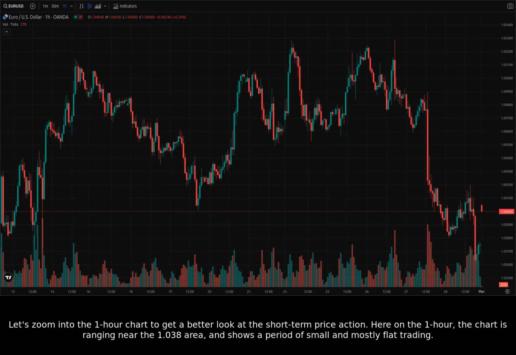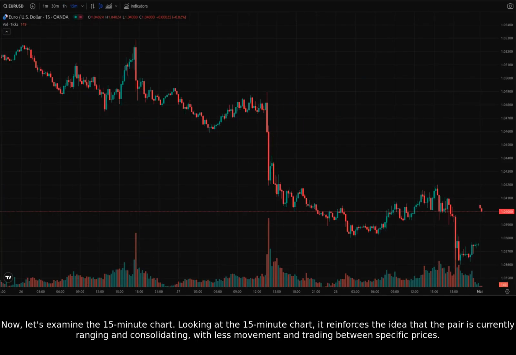Let's zoom into the 1-hour chart to get a better look at the short-term price action. Here on the 1 hour, the chart is ranging near the 1.038 area and shows a period of small and mostly flat trading. Now, let's examine the 15-minute chart. Looking at the 15-minute chart, it reinforces the idea that the pair is currently ranging and consolidating, with less movement and trading between specific prices.